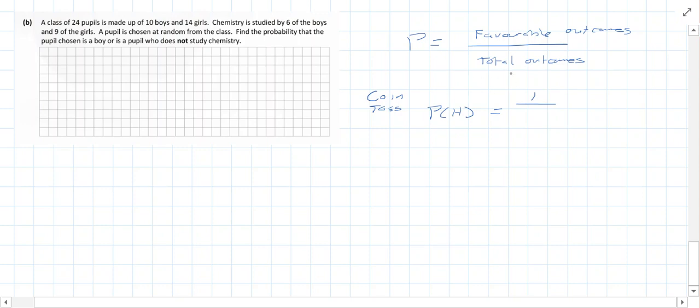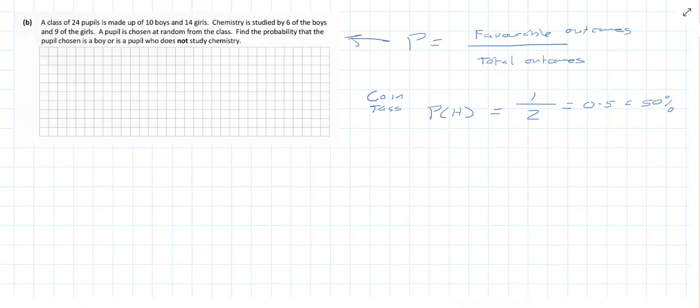So the number of favorable outcomes is one. And then the total number of outcomes: there are two faces on a coin, so the total number of outcomes is 2. Therefore the probability of getting a head when you toss a coin is equal to 1 over 2, which is equal to 0.5, which is equal to 50%. So that's the formula. Now we have to apply this formula to this problem here. So we need to work out these two values.